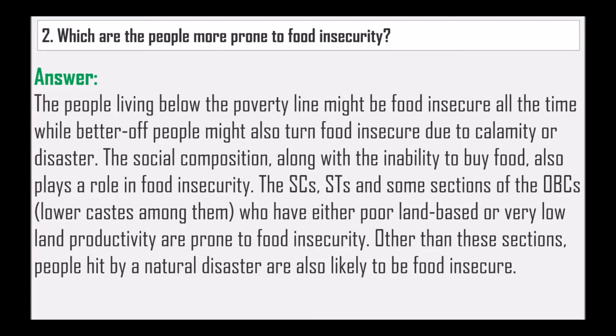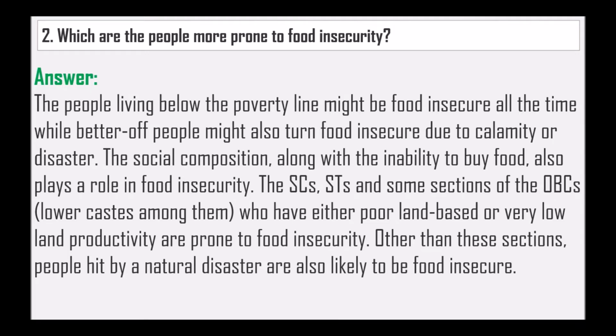The social composition along with the inability to buy food also plays a role in food insecurity. The SCs, STs and some sections of the OBCs who have either poor land base or very low land productivity are prone to food insecurity. Other than this section, people hit by natural disasters are also likely to be food insecure.